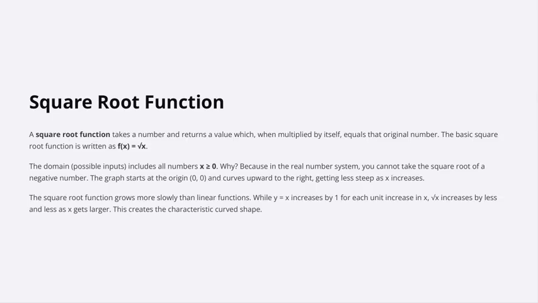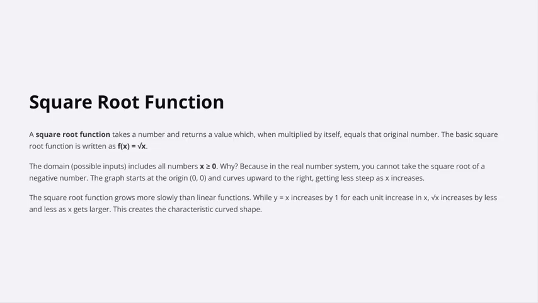It includes all numbers that are greater than or equal to 0. Why? Because in the real number system, you can't take the square root of a negative number and get a real result. So, the function only works for values starting from 0 and going up. If you look at the graph, it starts right at the origin, at the point (0, 0), and then curves upward to the right. You'll notice that as x increases, the slope of the graph gets less steep. That means the function grows, but at a decreasing rate.